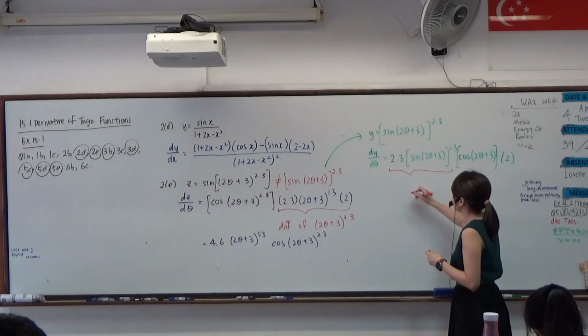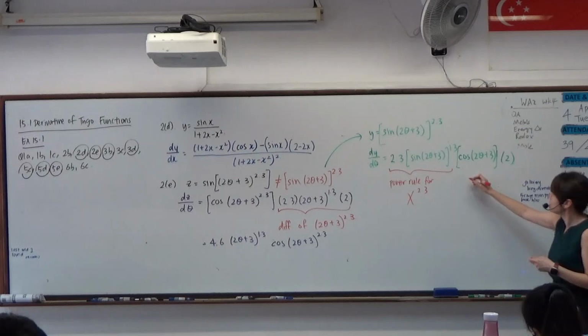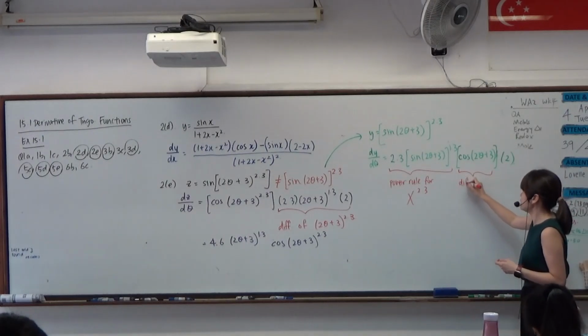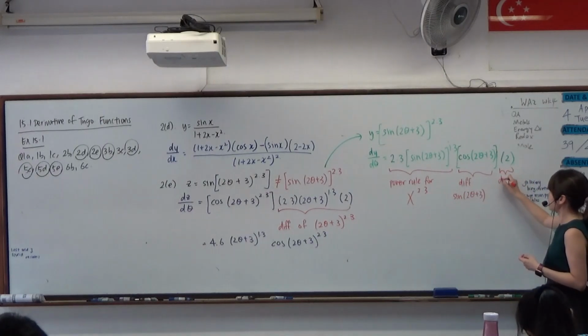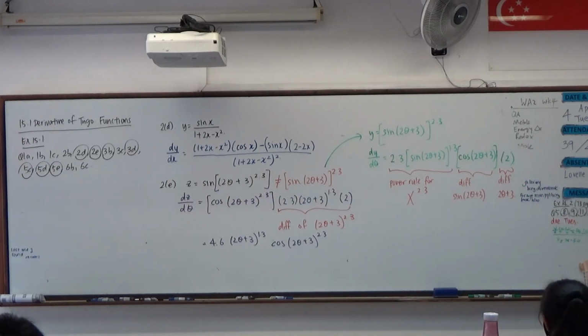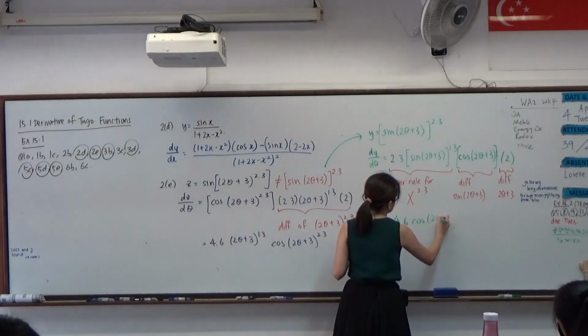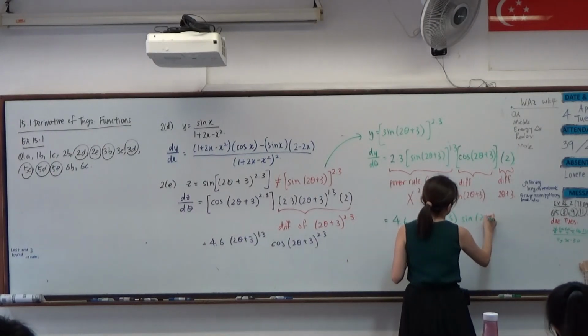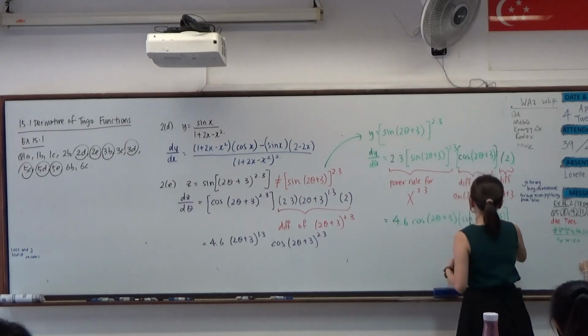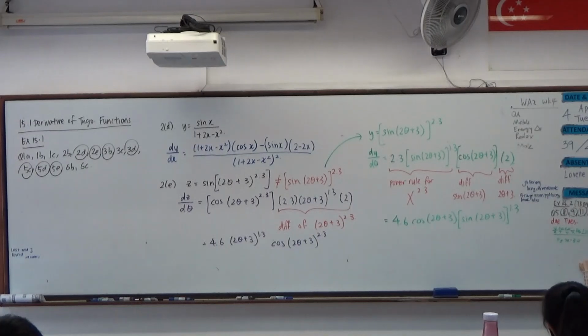So this is where we differentiate using the power rule for the entire thing to the power 2.3. Then this thing, we differentiate sine 2 theta plus 3. This is where we differentiate our 2 theta plus 3. Okay, we could simplify it. We get 4.6 cosine 2 theta plus 3 sine 2 theta plus 3, whole thing to the power 1.3. Okay, so I want us to be able to observe the difference.